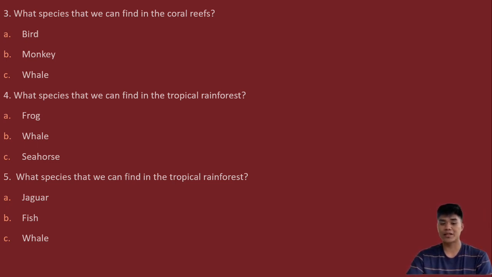Number 4, what species can we find in the tropical rainforest? A. Frog, B. Whale, C. Seahorse. That's right, a frog, because the frog lives in the what, class? Tropical rainforest. That's right, because the frog doesn't live in the coral reef ecosystem or in the ocean. Number 5, what species can we find in the tropical rainforest? A. Jaguar, B. Fish, C. Whale. That's right, letter A, because the jaguar lives in the tropical rainforest or in the forest.